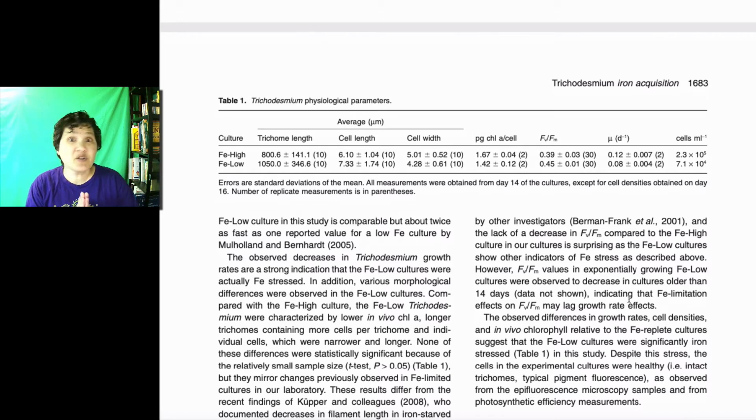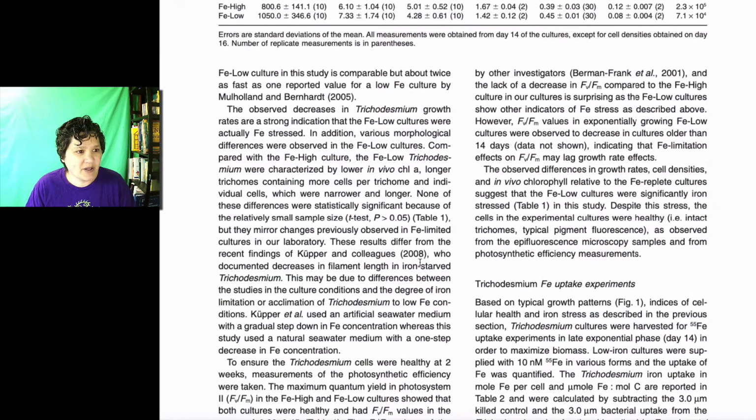If you think about how you would try and illustrate that in a graph, that would be kind of hard. You might be able to do a bar graph, but because these are all on very different scales, that might be pretty hard. Here, a table is an easier illustration to use because you can quickly compare that, for example, there are 3 times as many cells per mil in the high iron and the low iron culture, etc. There are a couple of paragraphs here that talk about the differences between those 2 cultures.